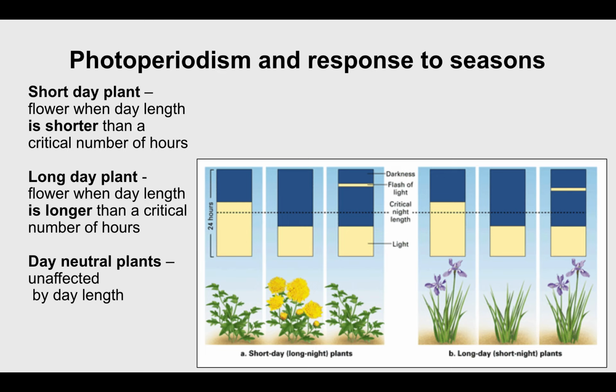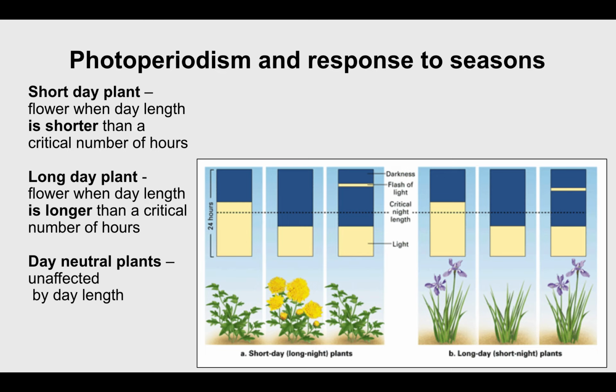Just to kind of elaborate on that, I said a short day plant is a plant that flowers when day length is shorter than a critical number of hours. And this critical number of hours can vary, which is why I'm not saying it's like 10 hours or 8 hours. I'm just saying it's a critical night length. But it's going to flower when it's shorter than that critical number of hours. A long day plant will flower when it's longer than that critical number of hours. But we can also have day neutral plants, that their flowering is not going to be determined by day length. It's determined by something else entirely, so they'll be unaffected by the day length.